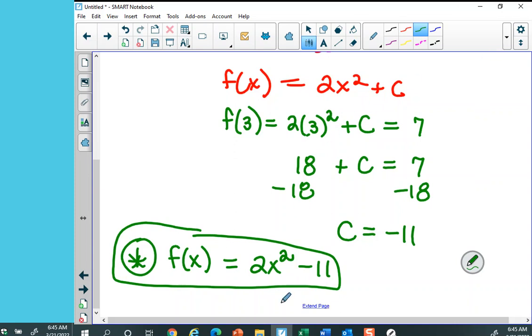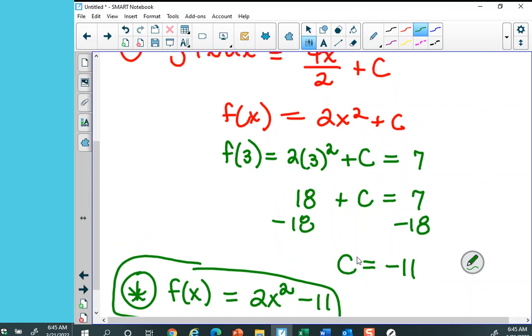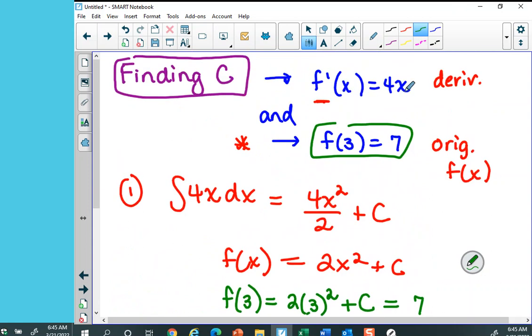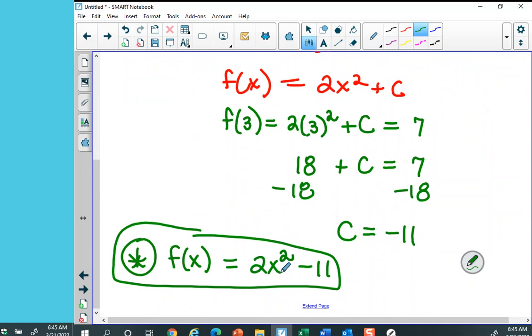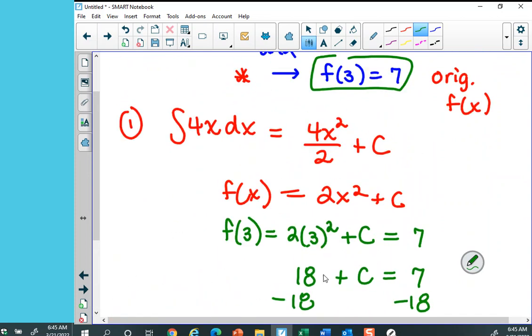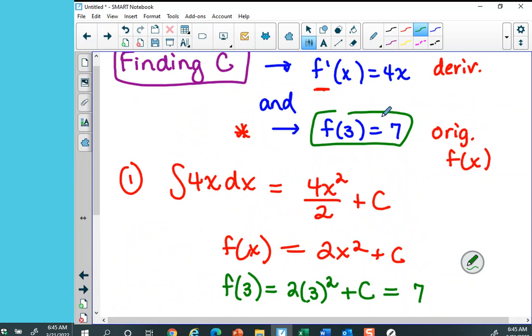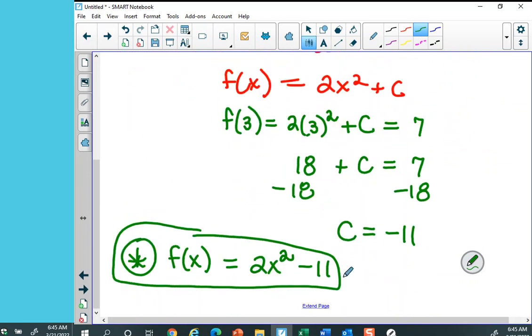You should check that. If you take the derivative of that, you get 4x. Sweet. If you plug 3 into that, you get 7, because 3 squared is 9. 9 times 2 is 18. 18 minus 11 is 7. Check. Both parts are true. This is my function. It's an antiderivative step and a substitution step.